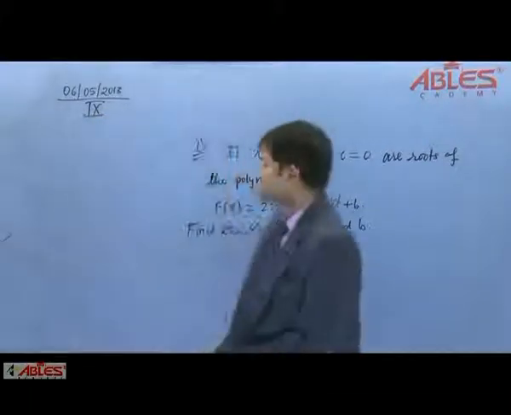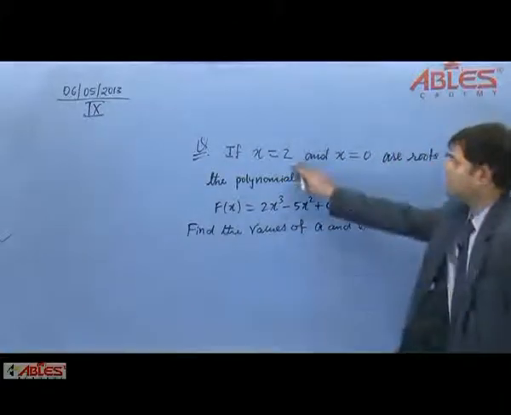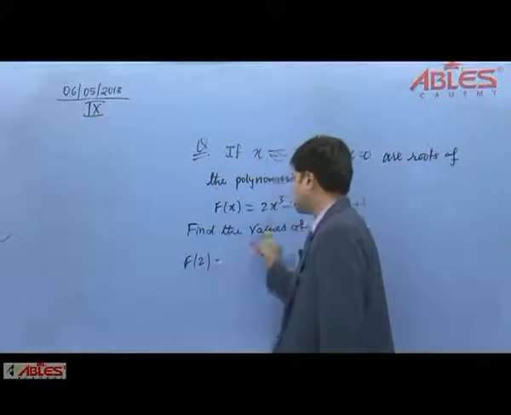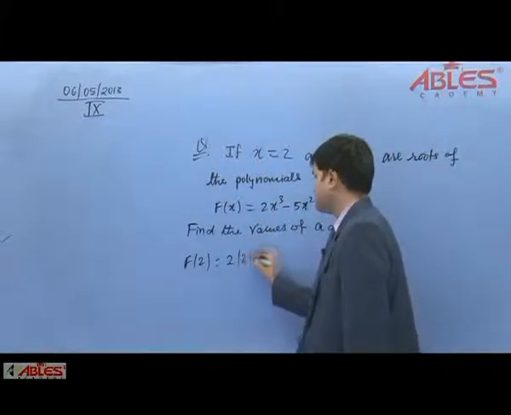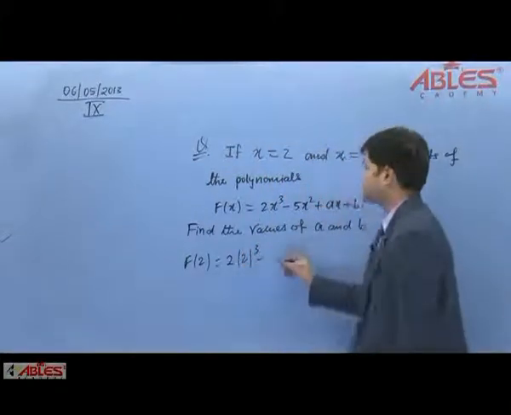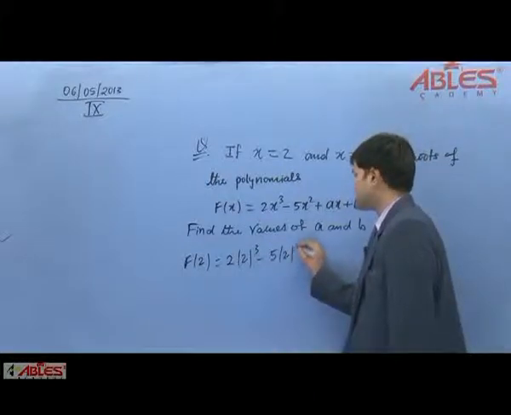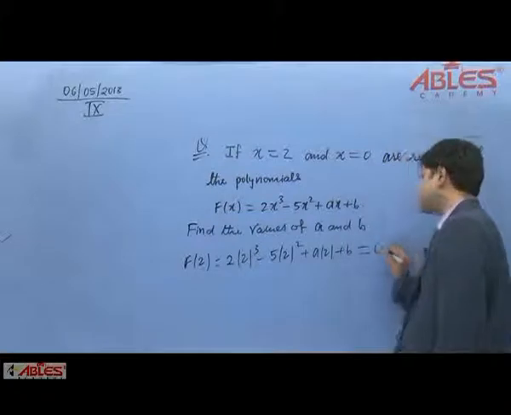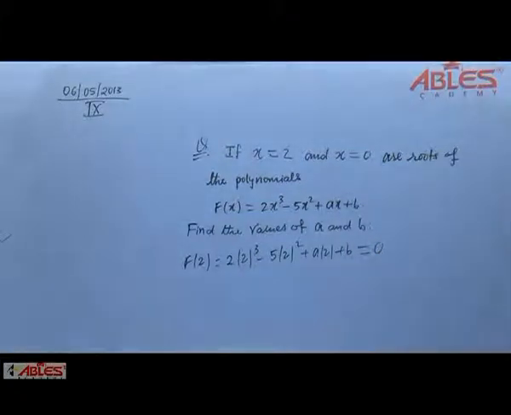Okay, so suppose we are putting x equals to 2 here, so you will get f of 2 equals to 2x cube, that is 2 into 2 cube, minus 5x square, so 5 into 2 square, plus ax, that is a into 2, plus b. The first thing you will get is 0.